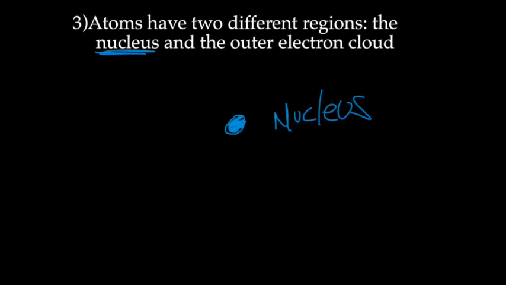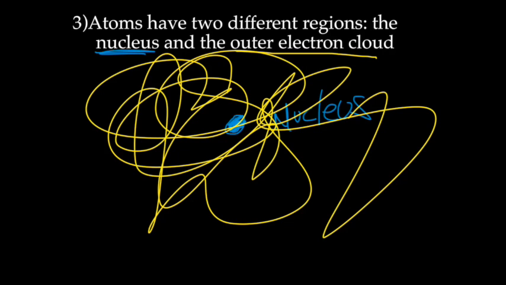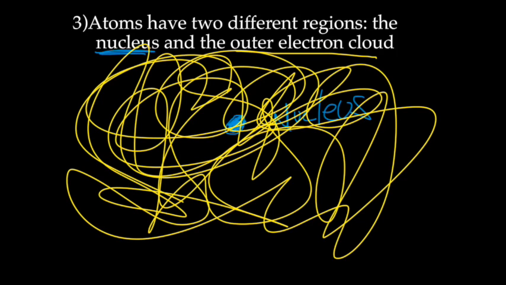Next, let's draw the outer electron cloud. And this is where it gets really ugly. But believe me, it's actually a fairly accurate representation of an atom. So here, all this scribbling is actually the outer electron cloud. All right, so there's the two regions of the atom. The nucleus in the center, nice and dark and dense, and the outer electron cloud, which is that yellow squiggly stuff.